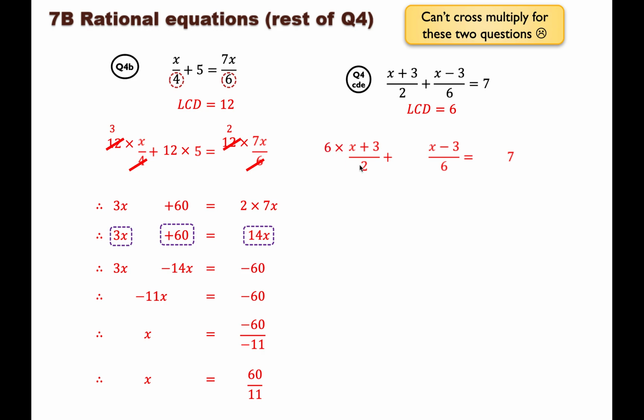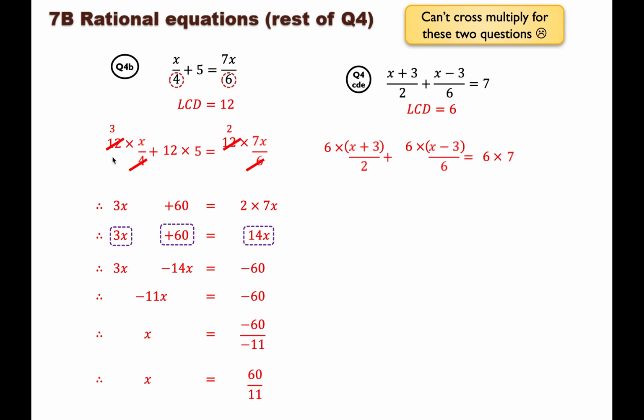6 times that term. And I'll put it in brackets just to be clear that this isn't just 6 times x, it's 6 times that whole thing there, the whole x plus 3. And over here, I'll do something similar. Remember, I'm multiplying each term by the lowest common denominator. So that also gets a 6 times in front of it, and this term here also gets a 6 times in front of it. Every term is multiplied by the LCD.